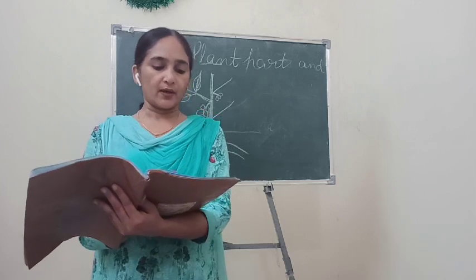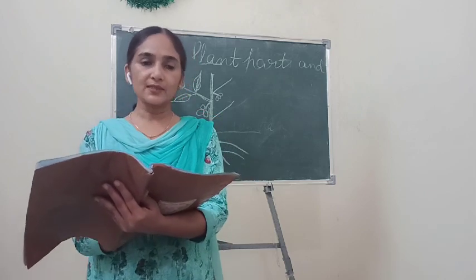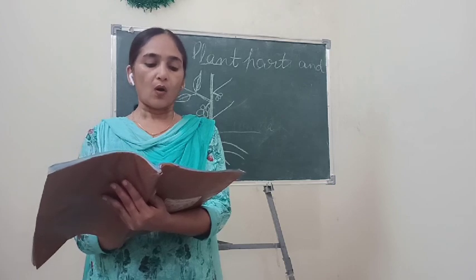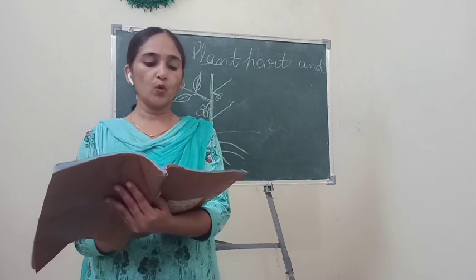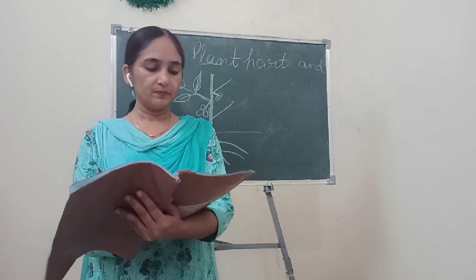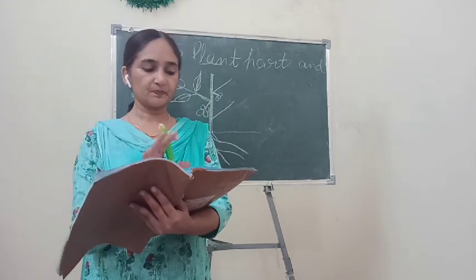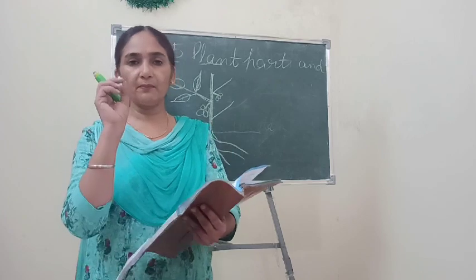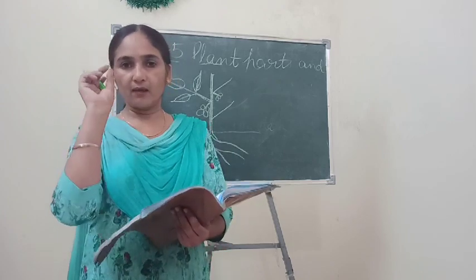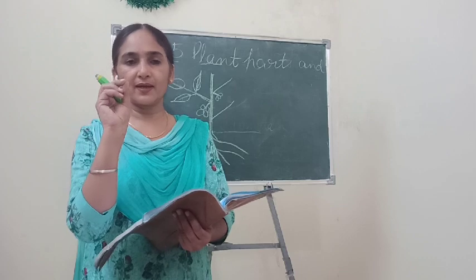So let's read. Have you ever seen a bud on a plant blooming and gradually turning into a flower? Means, you know that any bud when present in a plant, a small bud is there.